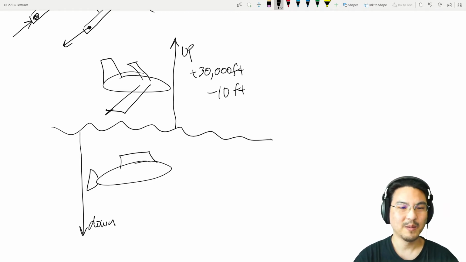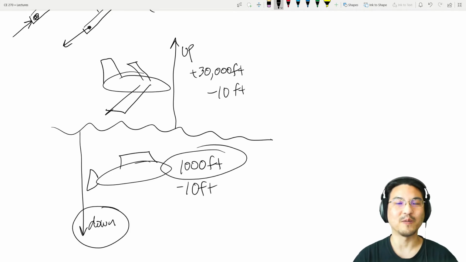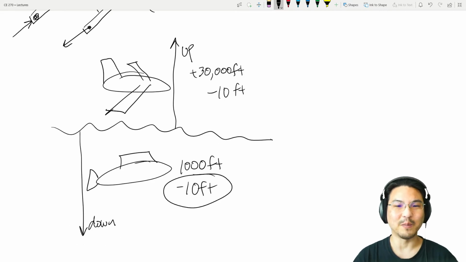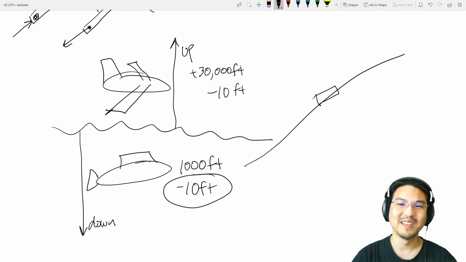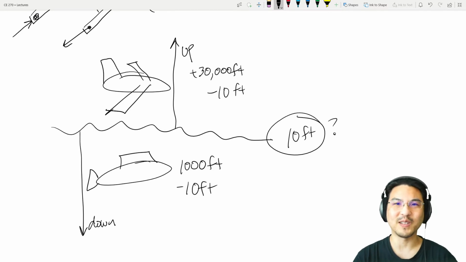But let's say for the submarine pilot, 1,000 feet or let's say negative 10 feet. 1,000 feet, if down is positive, means 1,000 feet below sea level. But if down is positive, negative 10 feet means like the submarine ran aground and is 10 feet above sea level. Okay, so if you say 10 feet, do you mean 10 feet above sea level or 10 feet below sea level? We're not sure if you're an airplane pilot or a submarine pilot.